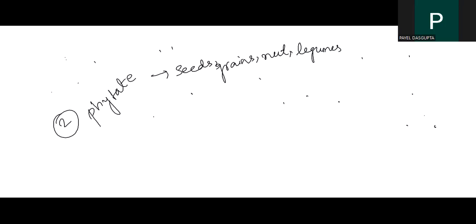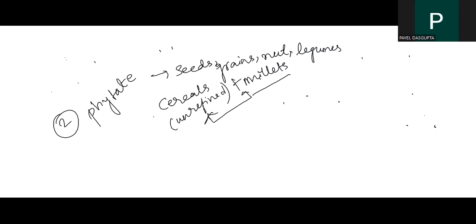Now, unrefined cereals and millets. If the cereals are not refined, unrefined cereals and millets are a good source of phytate content. Good source of phytate content means their anti-nutritional factors are high. Okay, so they store phosphorus as phytic acid.